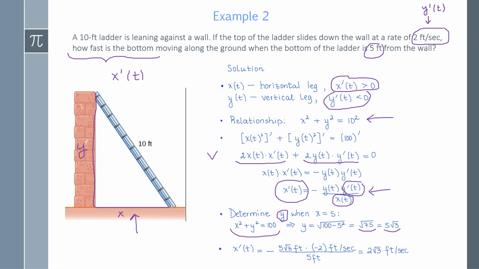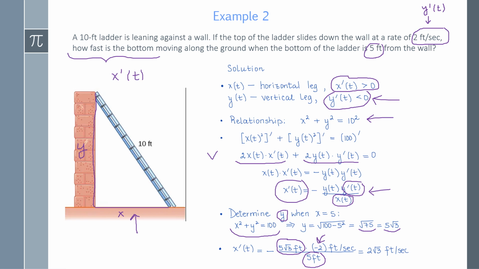So this is what we do. We have the negative here, and then 5 root 3 feet, right? So that's distance, times -2 feet per second. And why am I using -2? Let me remind you that this quantity is decreasing, which means the rate of change is negative. Okay, so that's where -2 comes from. Okay, and on the bottom we have 5 feet. So that's the horizontal distance.